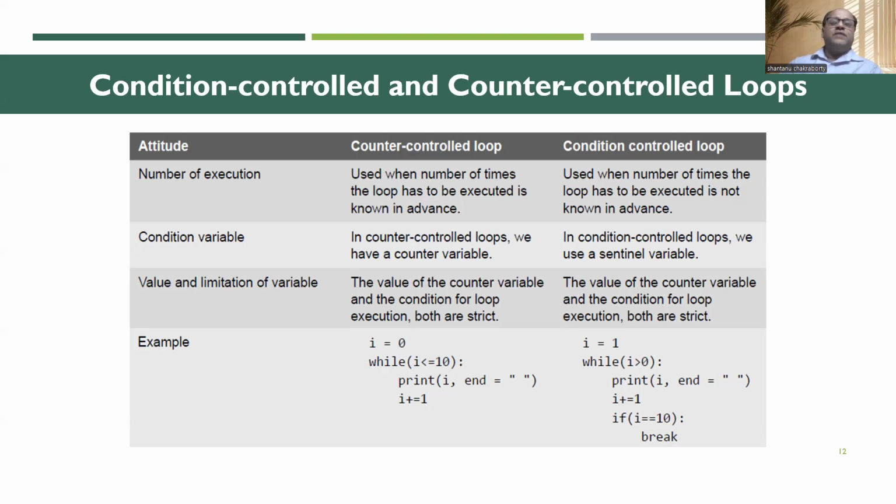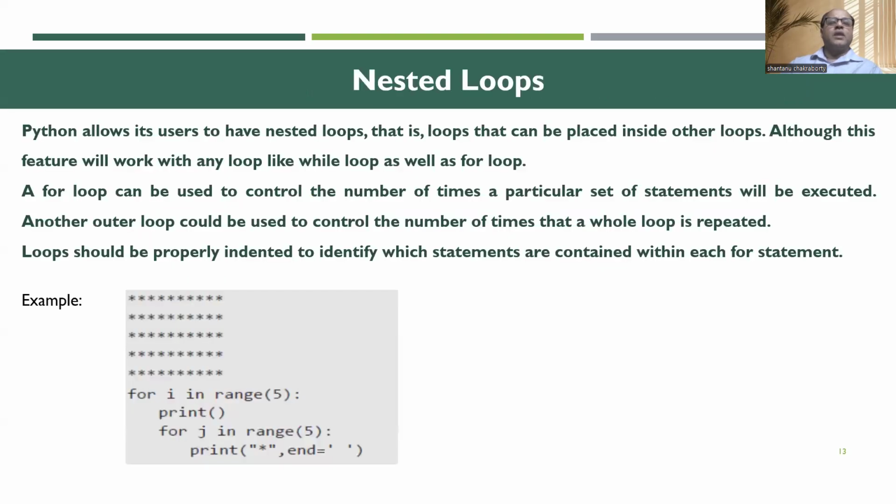So here in one scenario we are using a while loop. We see the counter control loop when the number of times a loop has to be executed is known in advance. The second one is the conditional control loop where the number of times the loop has to be executed is not known in advance. So that is the main difference between the counter control loop and the conditional control loop that we use in Python coding.